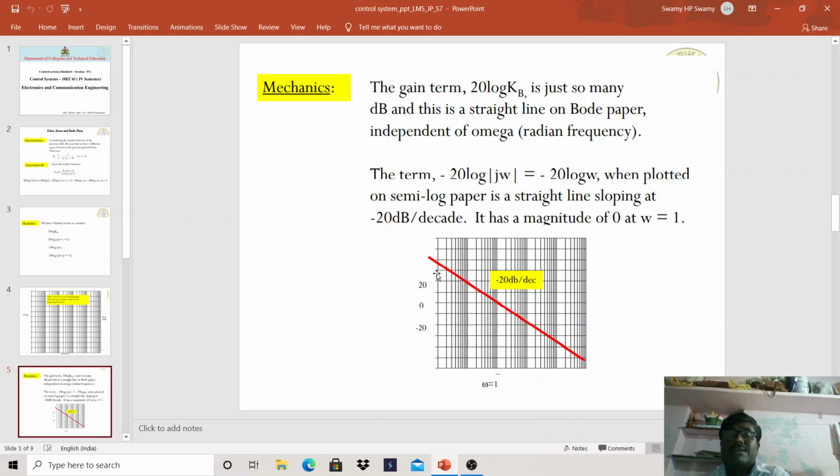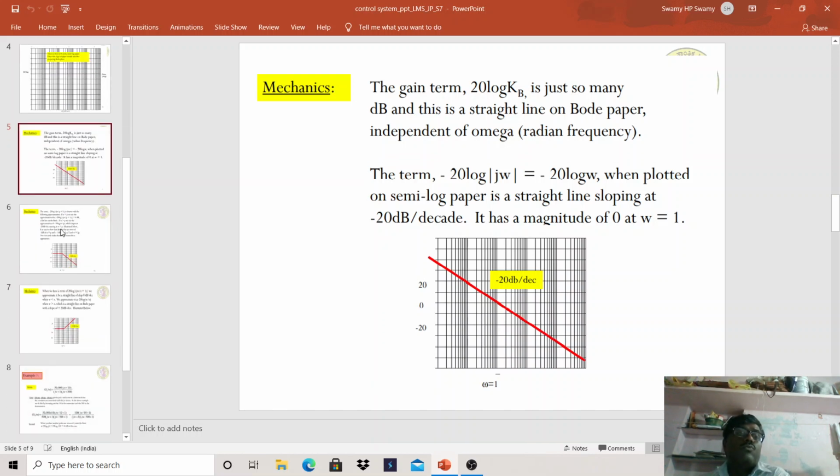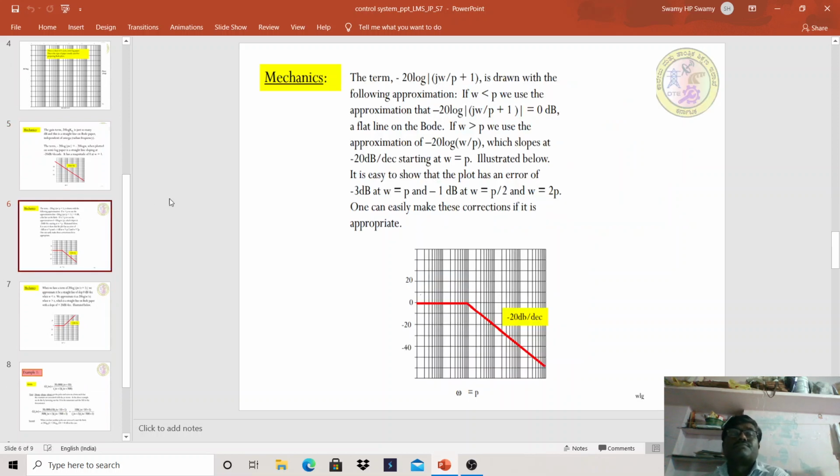See here, this is magnitude 1. Its slope you have to draw like this, a 20 dB line like this. This is the slope, which is 20 dB per decade. Okay, magnitude. Now you have to go for the next.